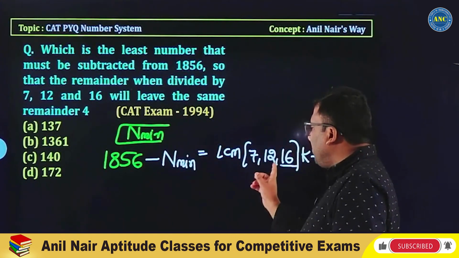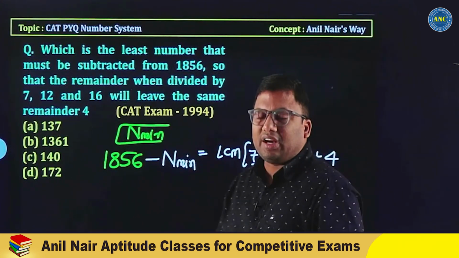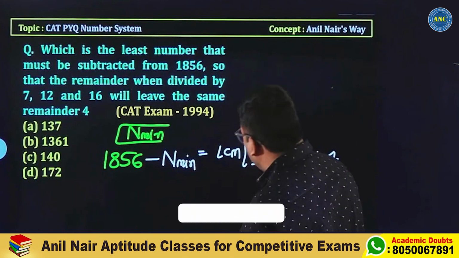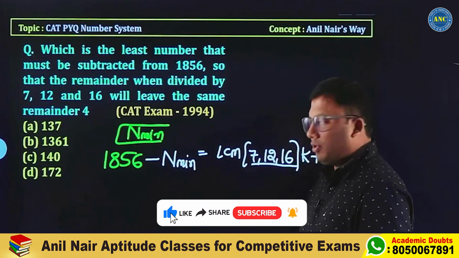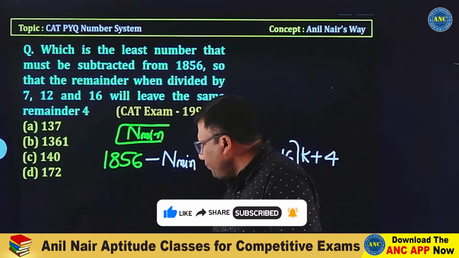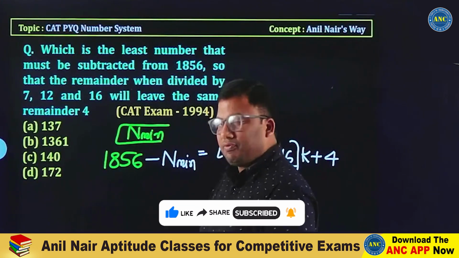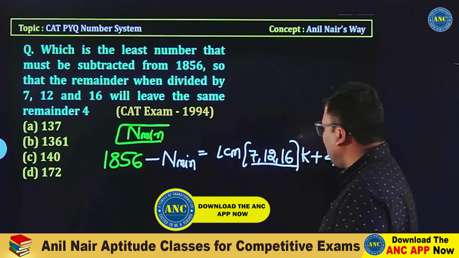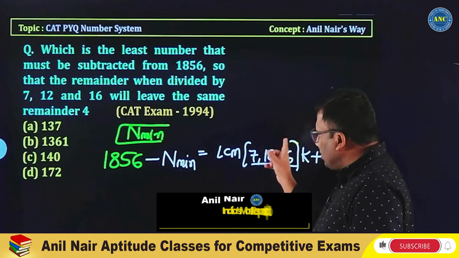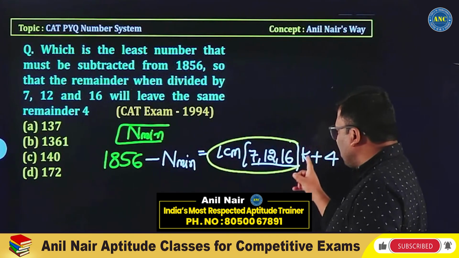After subtracting whatever answer we get, when that is divided by 7, 12 and 16, what is the remainder it will give? The remainder it gives is 4. Now listen carefully. Just logically we will solve this. One is to find out the values, another is the LCM of 7, 12, 16.